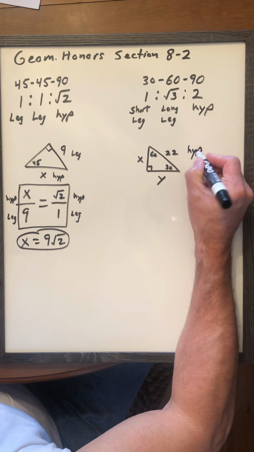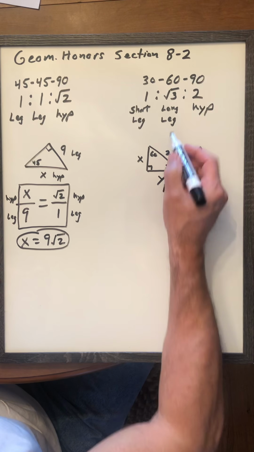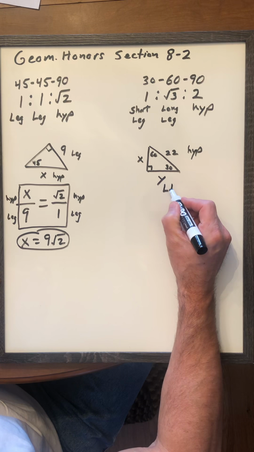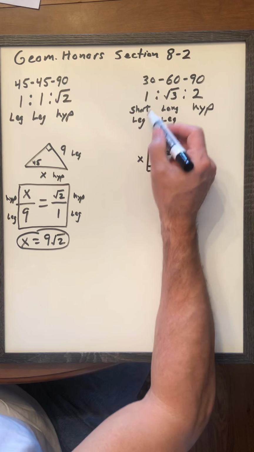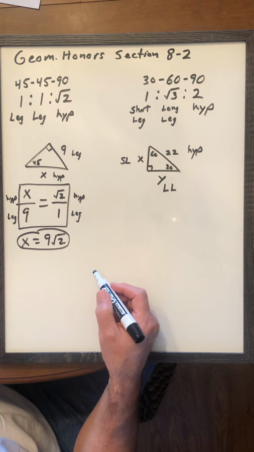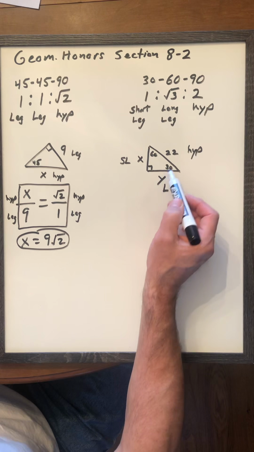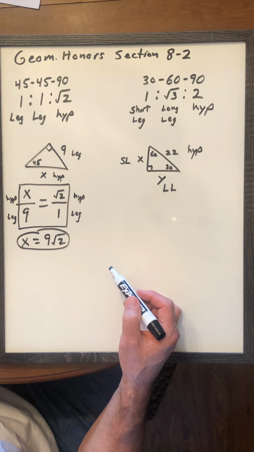So this side is the hypotenuse. This is the long leg. I'll call this long leg, so I'll just put LL. This is the short leg, opposite the 30, so this is SL. So now I know my sides. This is the short side, this is the long side, and this is the hypotenuse.